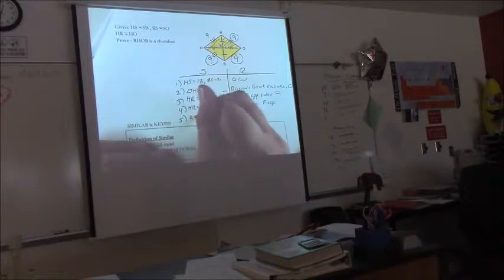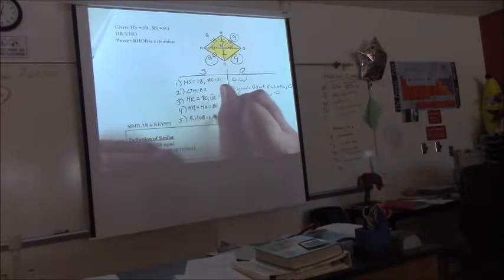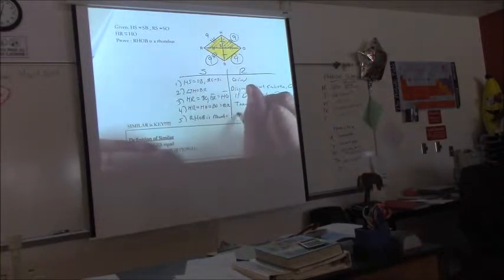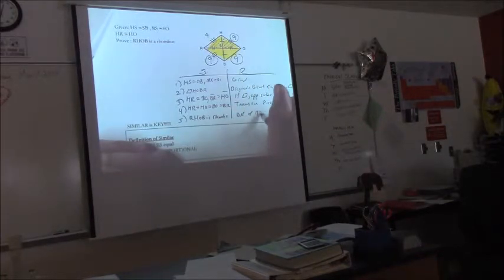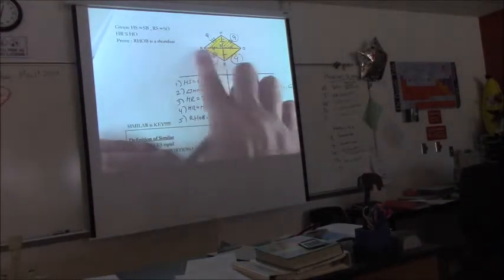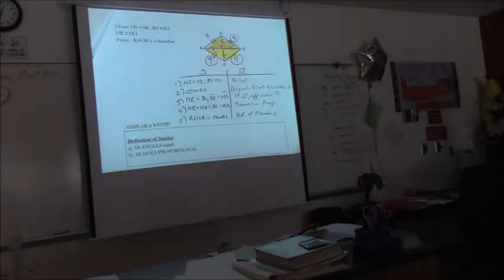Now, is this the only way to prove this? No. A rhombus is a pretty awesome shape. There's all kinds of ways to prove that something's a rhombus. I could have done it with the diagonals being perpendicular.